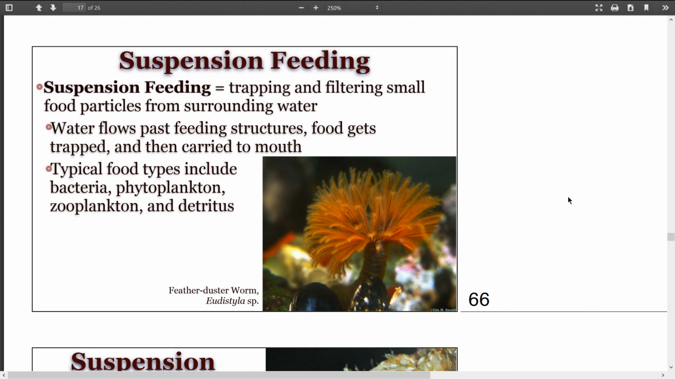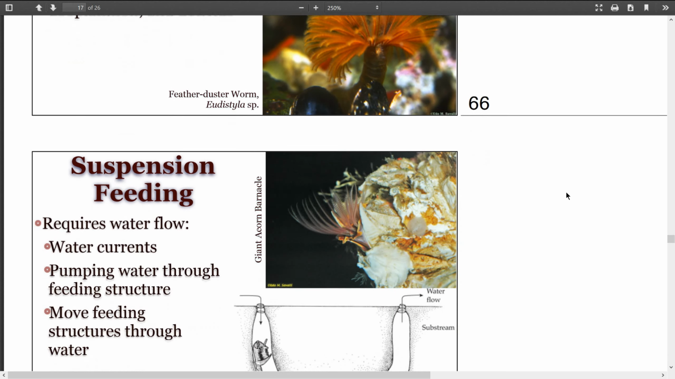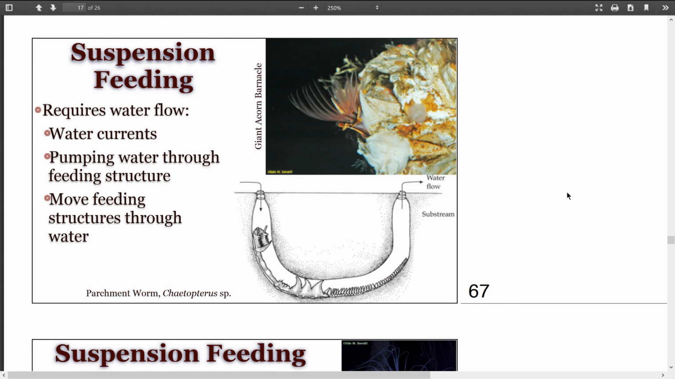Something like a feather duster worm, which is fairly sessile, it lives in a tube here, is pretty much stuck with relying on water currents to bring the food to it. So it basically sticks its tentacles out somewhere where there's flowing water, and the water currents are carrying food particles, which they try to trap.